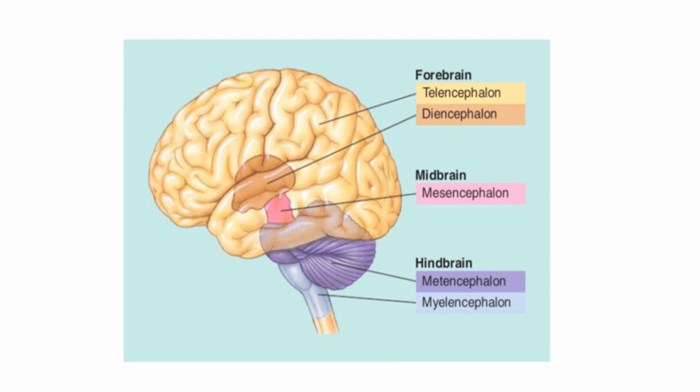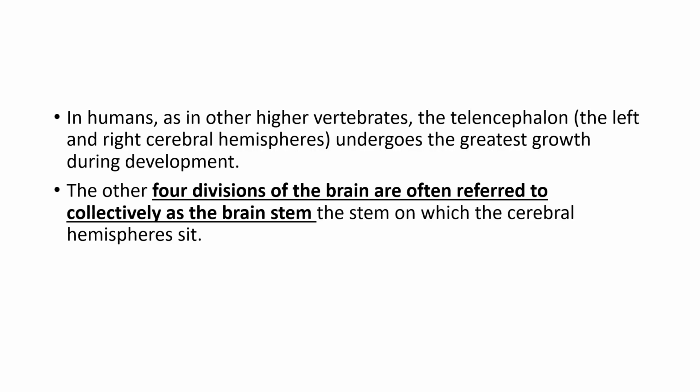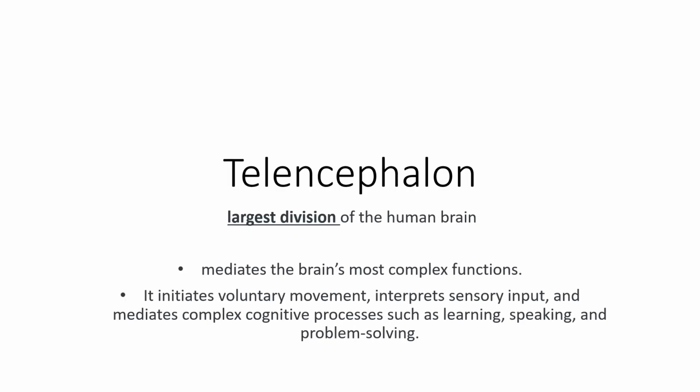Forebrain is telencephalon and diencephalon. The midbrain is mesencephalon. Hindbrain is metencephalon and myelencephalon. As we can see in this diagram, the telencephalon is one area of the brain which undergoes the greatest growth during development. All other four divisions are often referred to as the brain stem. All these collectively constitute the brain stem of an individual. Only telencephalon constitutes the cerebral cortex of the brain.